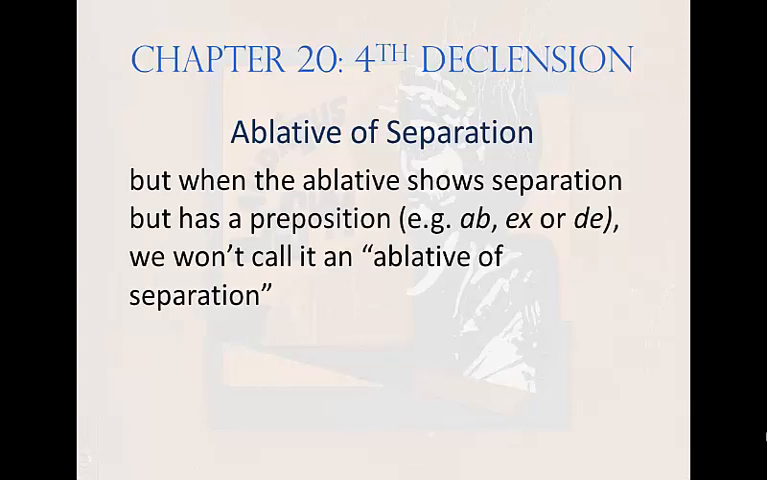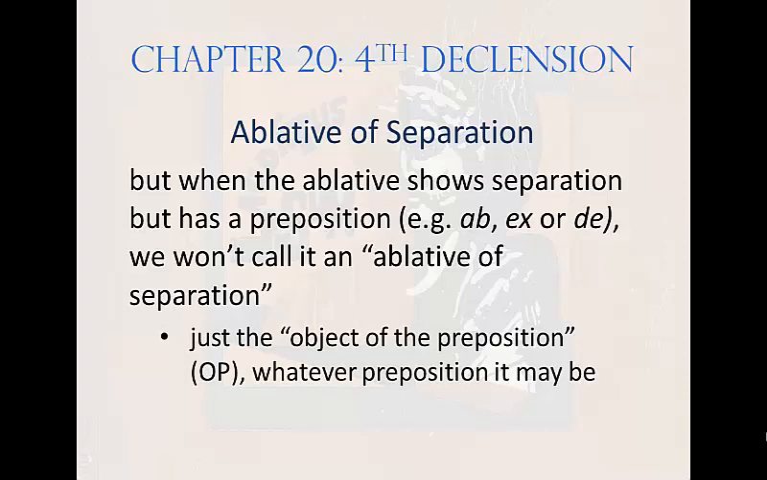One more thing to note here. When an ablative noun has a sense of from, but has a preposition like ab, ex, or de in front of it, we won't call it an ablative of separation. We'll simply say it's the object of that particular preposition, whatever the preposition may be. While Mr. Wheelock calls that use of the ablative the ablative of place from which, the term is unnecessary. We won't use it in this class. That's it for the grammar in Chapter 20.